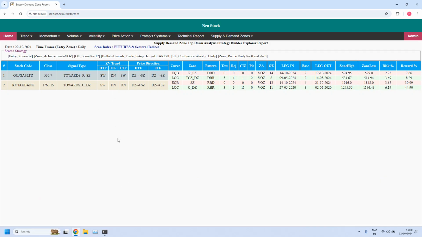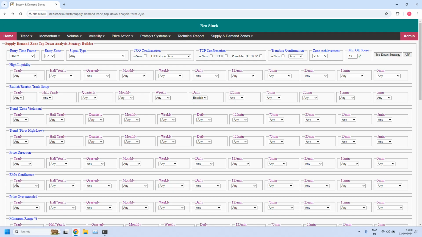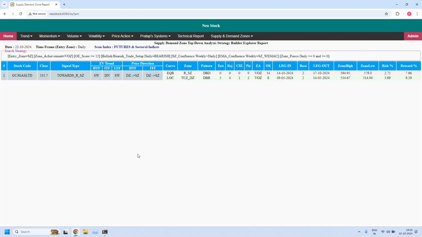If any of these stocks are having a weekly EMA confluence, it's a high probability setup. So in the EMA confluence, weekly time frame, weekly supply zone with weekly EMA confluence filter is enabled. Oh, very good. One stock is filtered. It is having a weekly EMA confluence. Daily zone is part of the weekly zone and weekly trend is downtrend, and weekly supply zone is having weekly EMA confluence.